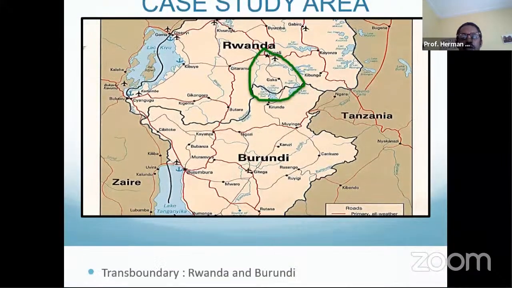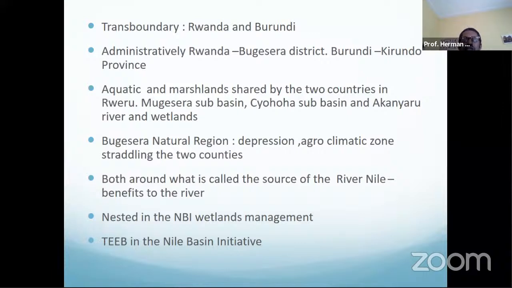It's not the largest of the wetlands in the Nile Basin, but it's important because it is transboundary between the two countries. It straddles Burundi and Rwanda, covering the administrative district of Bugesera in Rwanda and that of Kirundo, which is a province. Here we have both aquatic and marshlands, that is, the lakes, Lake Kyohoha and Lake Rweru, which is shared by both countries, and also the Akagera. The areas on both sides of the shared border have the same agroclimatic characteristics. Originally, Bugesera means an area that is like savanna.